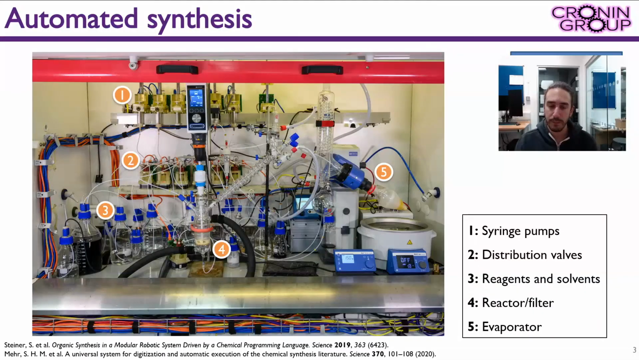So this is the platform, and it's called the computer, and it is designed to reproduce literature procedures. It has a series of pumps and valves to mix a set of reagents into a reactor, and there is an evaporator to remove solvent and a filter to crystallize the final products. And this has been used already for multi-step synthesis successfully.